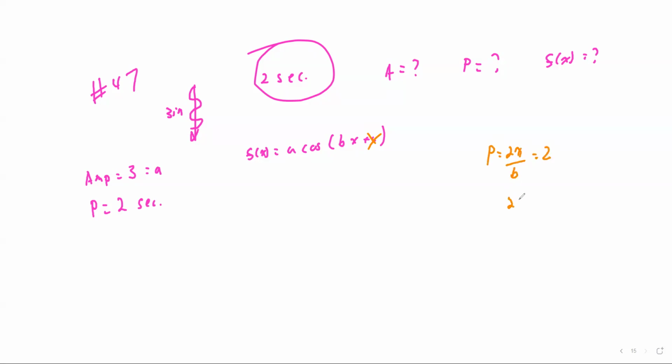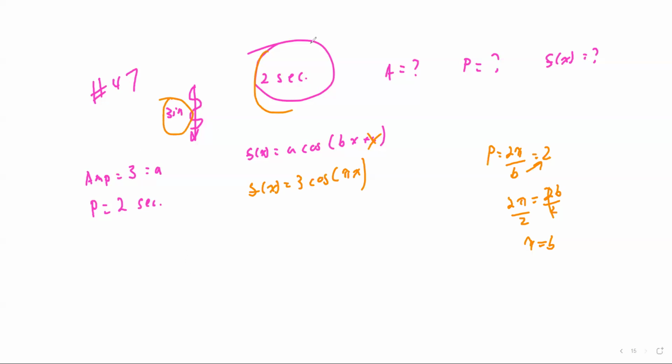So to solve this, it becomes 2 pi equals 2b, then divide by 2, so b would equal pi. So there we go. That becomes f of x equals 3 times cosine of pi x. All right, so using the information we got.